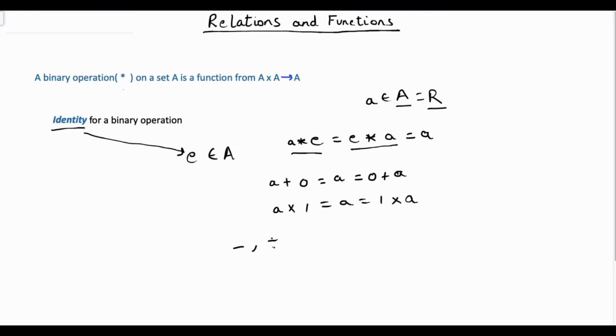The minus and the division operators do not have an identity because they are not commutative. So a asterisk e will never be equal to e asterisk a. Please note that A is the set of real numbers. If it was the set of natural numbers, then the identity for the plus operator cannot be 0 because 0 is not a natural number. So the plus operator does not have an identity on the set of natural numbers. This statement should be valid for every element a belonging to the set A. Only then we can call e the identity.